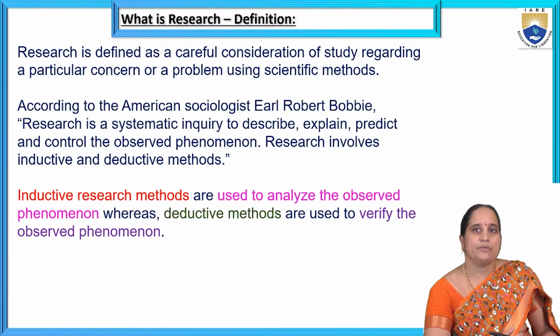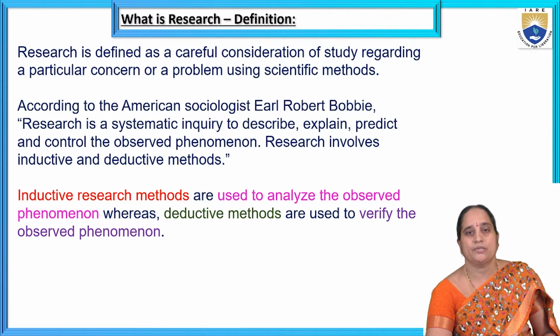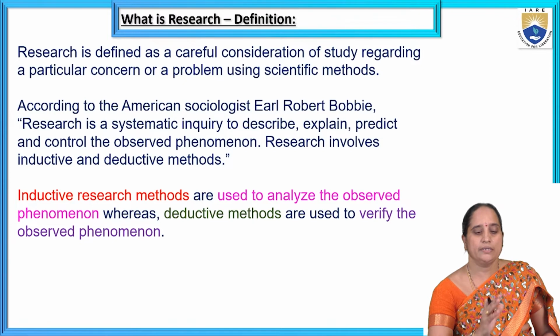Then different people have given different definitions for research. Research is defined as a careful consideration of study regarding a particular concern or problem using scientific methods. There are two types of methods applicable in any type of study. One is scientific, another one is unscientific method. Unscientific method is also known as arbitrary method, where it is based on people's beliefs, traditions, cultures, all these things come into the study.